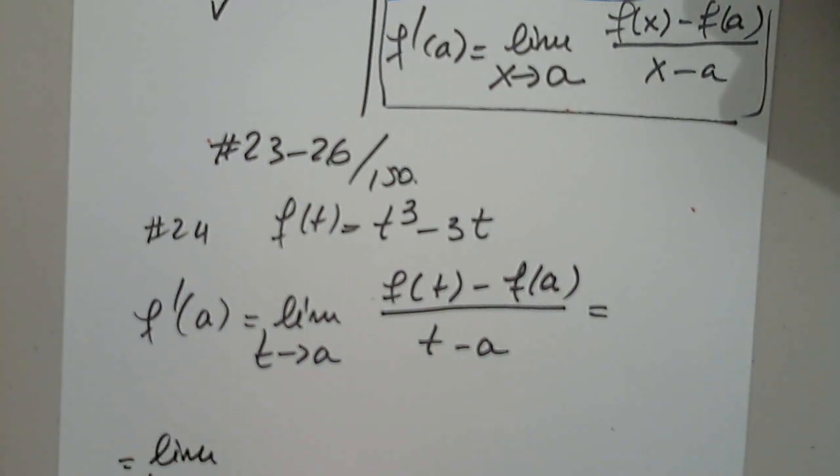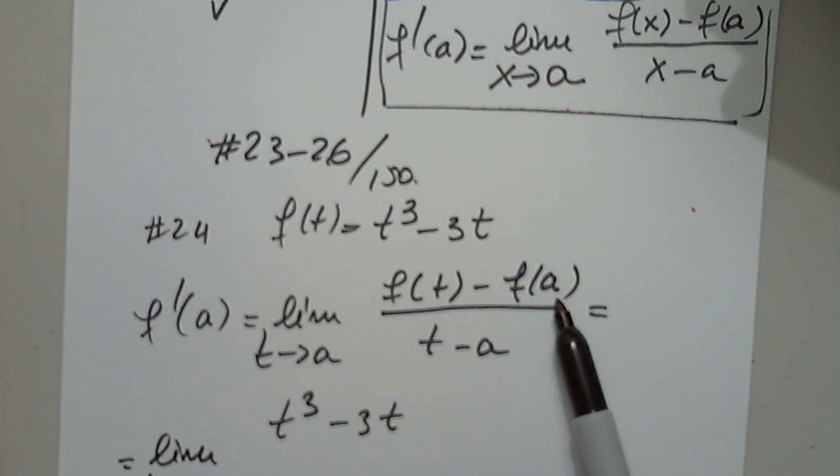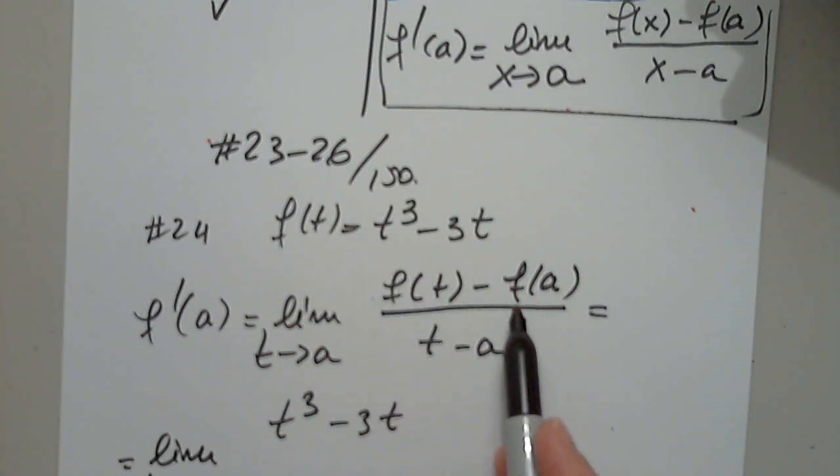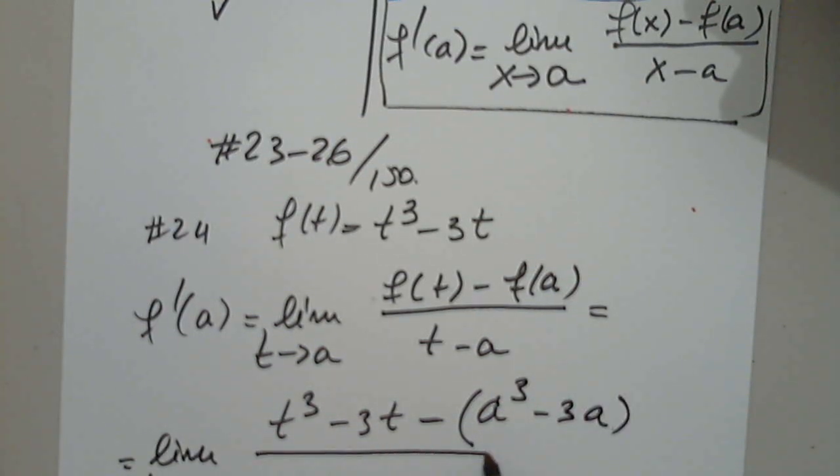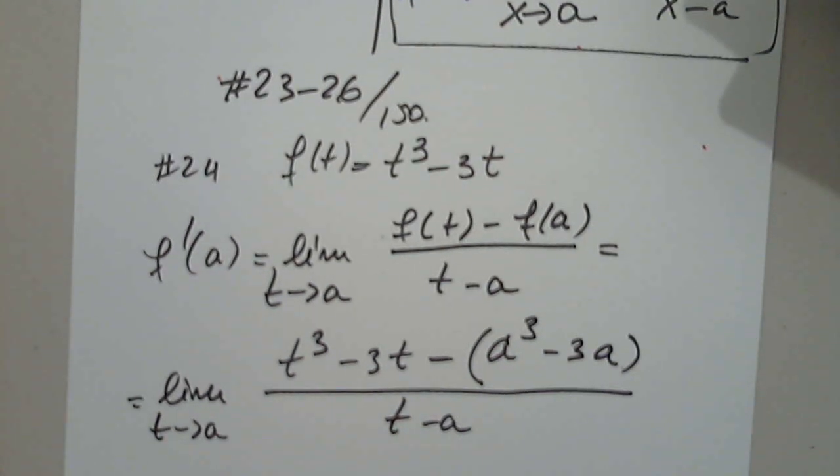Limit as t approaches a. f of t is t to the third minus 3t. Careful now. f of a with minus in front. Let's write it first. So a to the third minus 3a divided by t minus a. Actually, you may like this definition more than the previous one with h approaches 0. I don't know. Maybe, maybe not. Okay, perfect. Let me see.